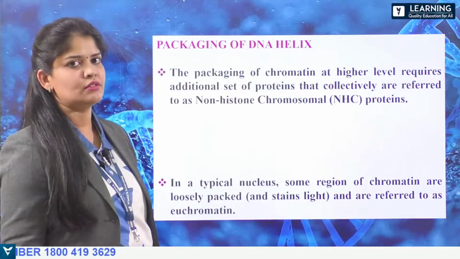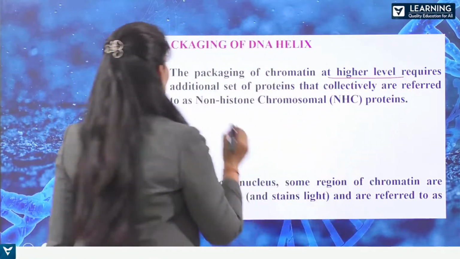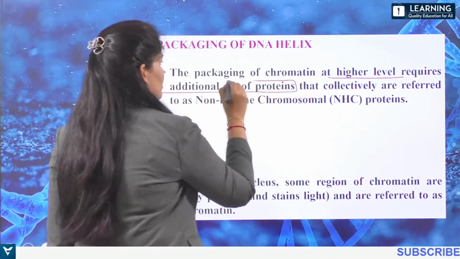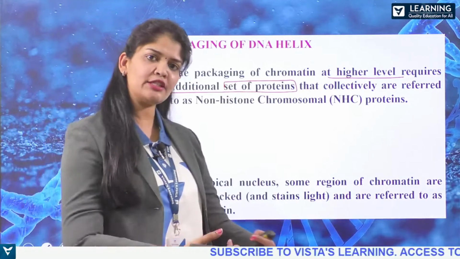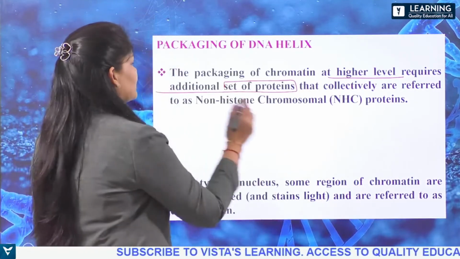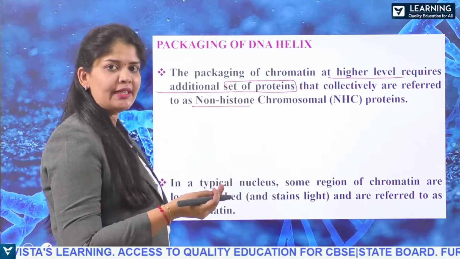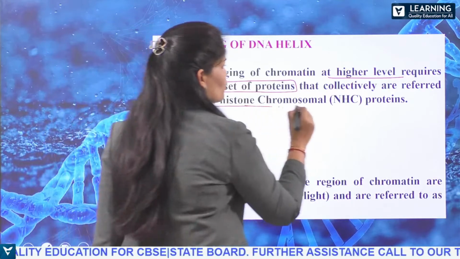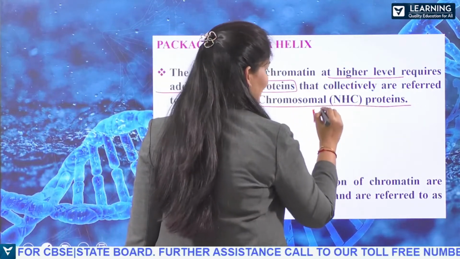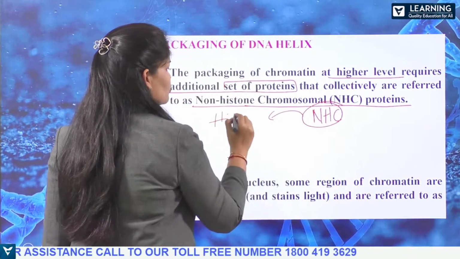Now, the packaging of chromatin at higher levels requires an additional set of proteins. Along with the histone proteins, it requires an additional set of proteins that are collectively called non-histone proteins. They are not histone proteins, right? Some other proteins they will need. And that other type of proteins, what we collectively call a non-histone chromosomal protein.